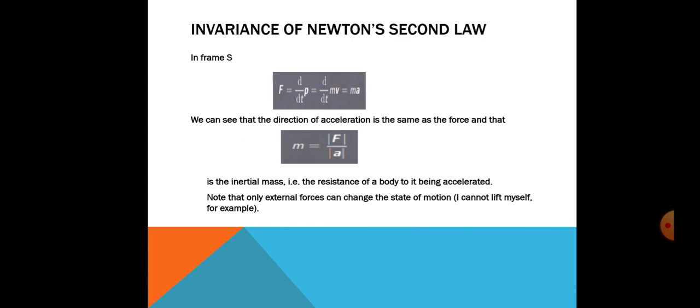So next we will be moving on to the main topic, that is invariance of Newton's second law. In frame S, F can be given as ma, or change in momentum with respect to time, that is F equals dp by dt. Momentum can be written as m into dv by dt, that can be again rewritten as ma. We can see that the direction of acceleration is the same as the force, that m is equal to mod F by mod a is the inertial mass, that is the resistance of a body to being accelerated. Note that only an external force can change the state of motion.